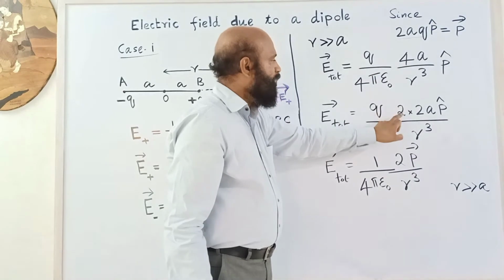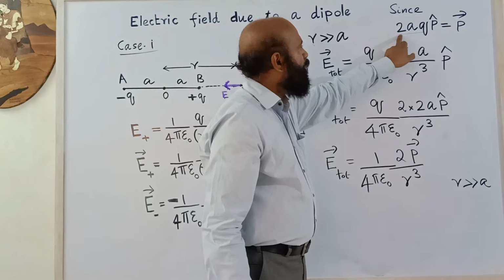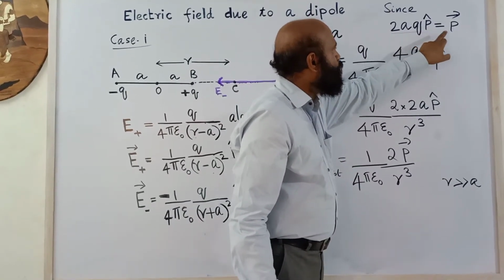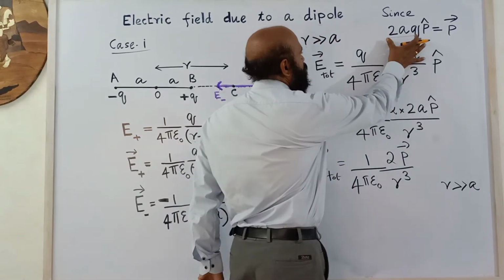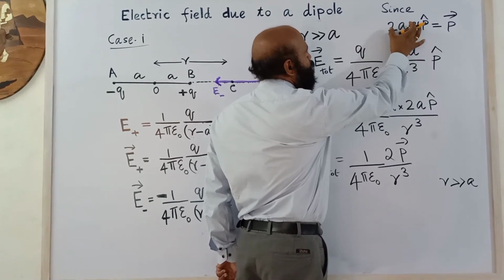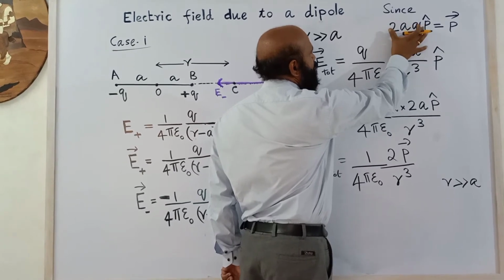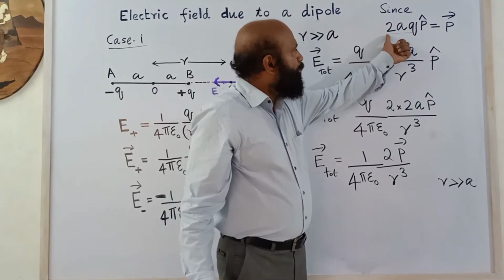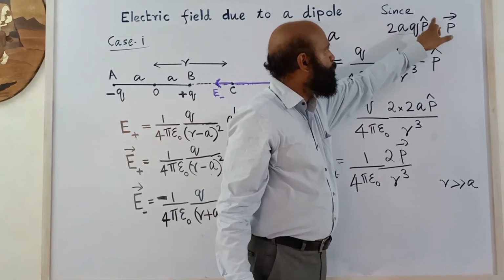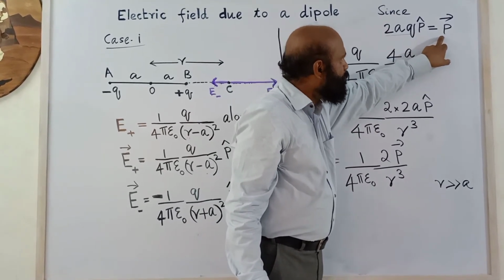This 4 can be written as 2 into 2. This expression will give you electric dipole moment, 2aq P cap is equal to P vector. 2aq is the magnitude of the dipole moment, product of the magnitude of one of the charges and distance between the charges will give you the magnitude of the dipole moment. Then P cap will give you the direction of the dipole moment. So it can be written as P vector.